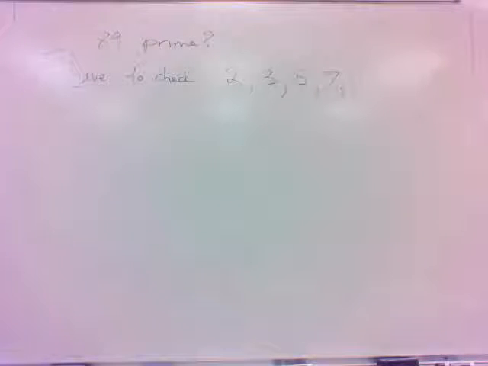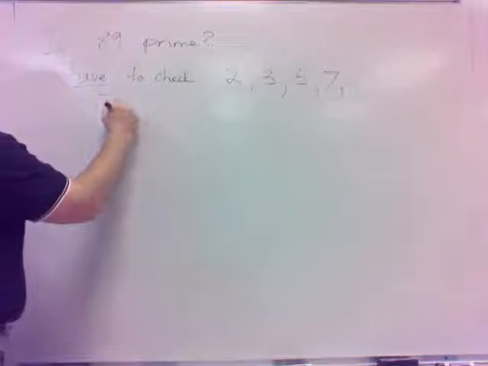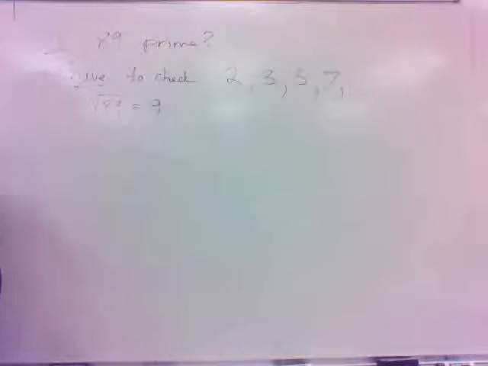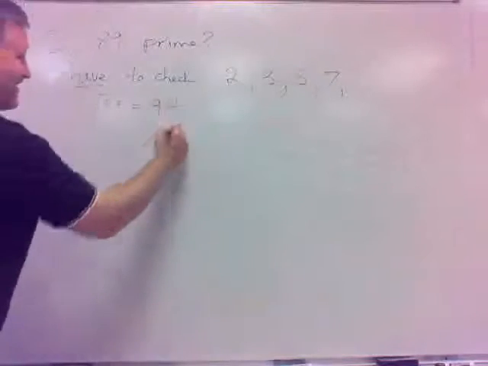Here's why. What's the square root of 89? It's 9.3 or 4 or something, right? Square root of 89? What's the square root of 89? Somebody got it? 9.3? Make me do it? Okay, you don't make me do it. Oh, I put it in my pocket. 9.4. Okay, thank you.